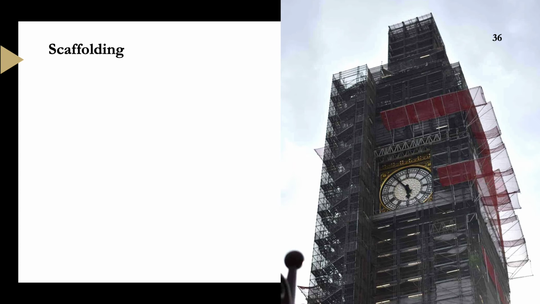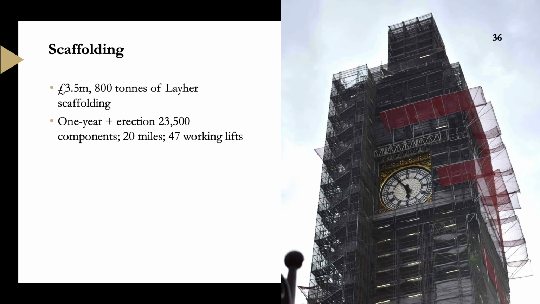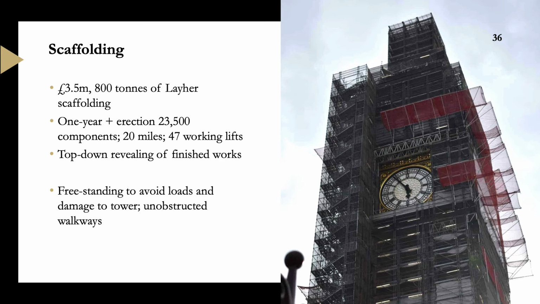One of the most complex scaffolds in British history, costing £3.5 million, 800 tonnes of it, was installed by PHD Modular. Taking over a year, it involved 23,500 components, 47 lifts, and covered a total end-to-end distance of 20 miles. A temporary roof was recently uncovered, and top-down dismantling will continue as the restoration progresses. The rig is freestanding, so no further damage or loads were applied to the tower. Extreme care is needed.